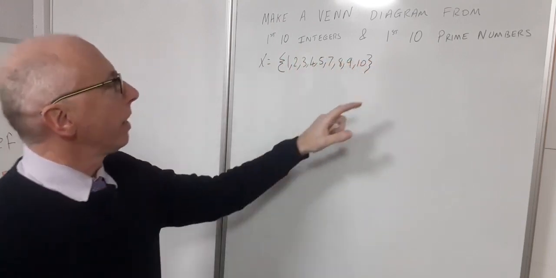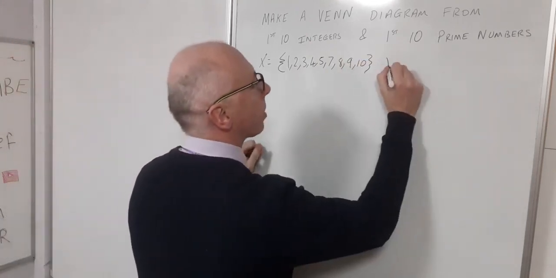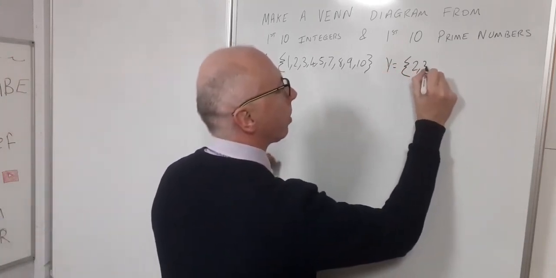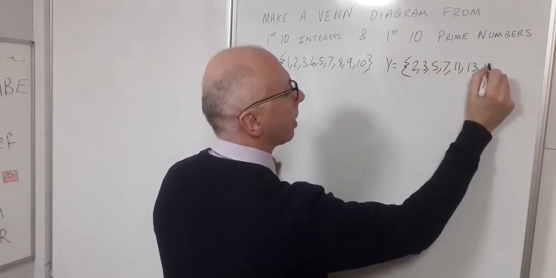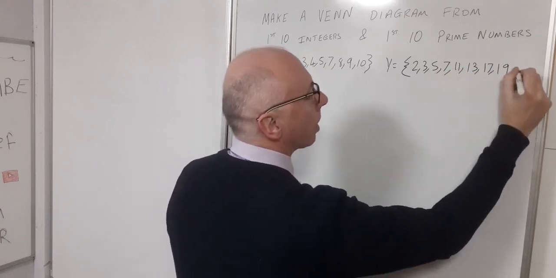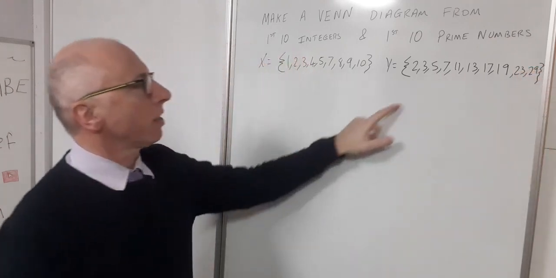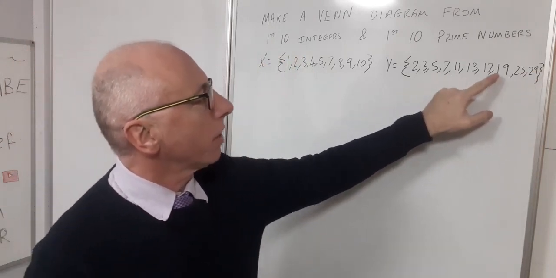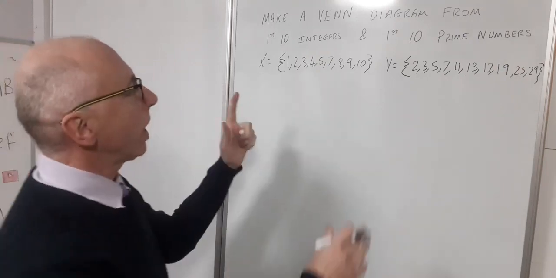Now our first 10 prime numbers, I'm going to call that set Y. So Y equals the first 10 prime numbers: 2, 3, 5, 7, 11, 13, 17, 19, and two more, 23 and 29. I'll just take a second to check that. 3, 4, 5, 6, 7, 8, 9, 10, first 10 prime numbers. Okay, so now we've got our two sets.